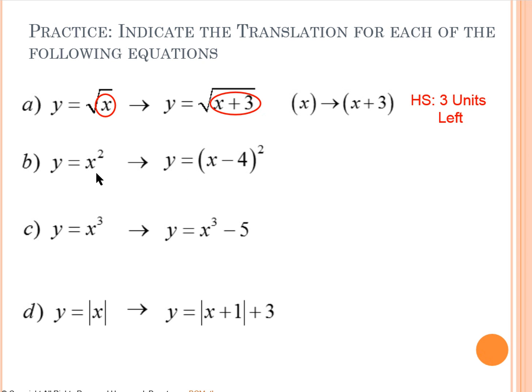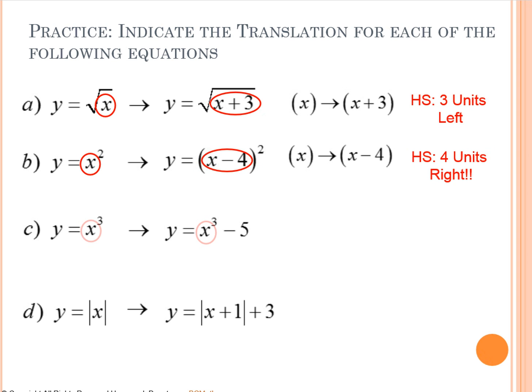And what about b? For b, once again, you'll see that my x variable is being changed. So this represents a horizontal translation. x is changing from x to x minus 4, so this means I'm moving 4 units to the right.